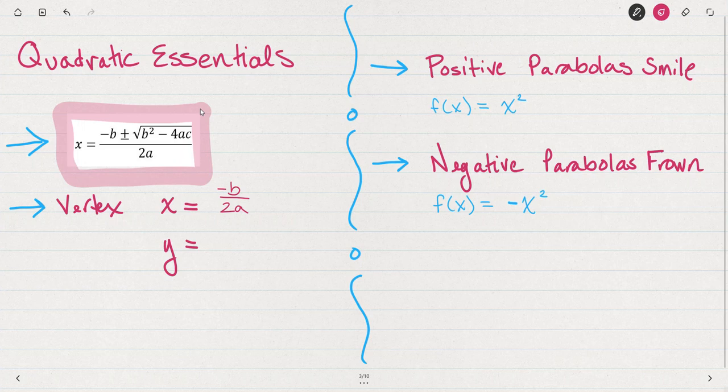If you need some help with that memory work, try going to YouTube and just search videos on the quadratic formula. You'll see all kinds of crazy songs that people have created to help you learn that. But it's really essential at this point. If you don't know that yet, you really need to commit that formula to memory.